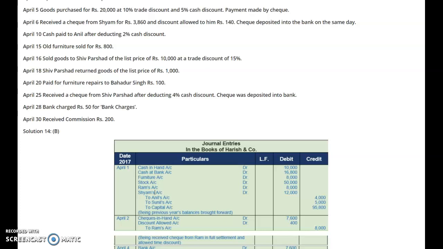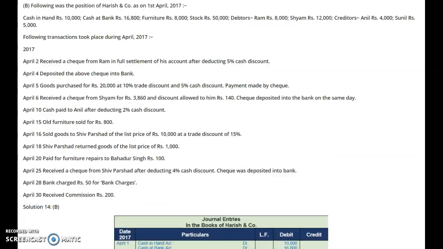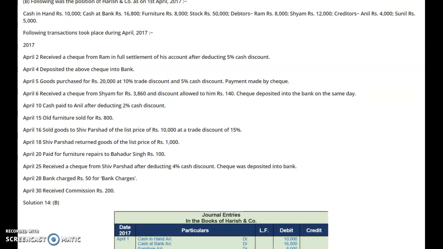Discount account is a nominal account as it is our loss. So 400 is to be debited. To Ram is a personal account, credit the giver, 8,000 being credited here in order to settle the account of Ram. So this way we had recorded this entry.